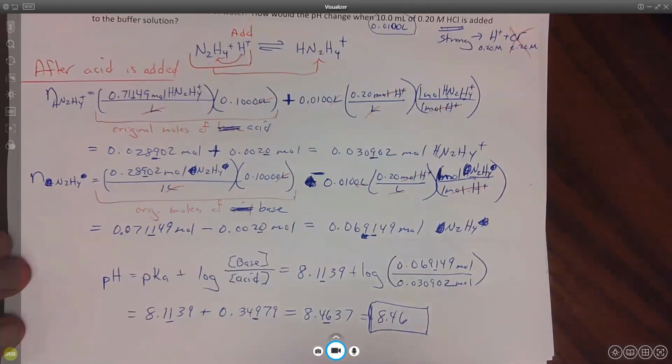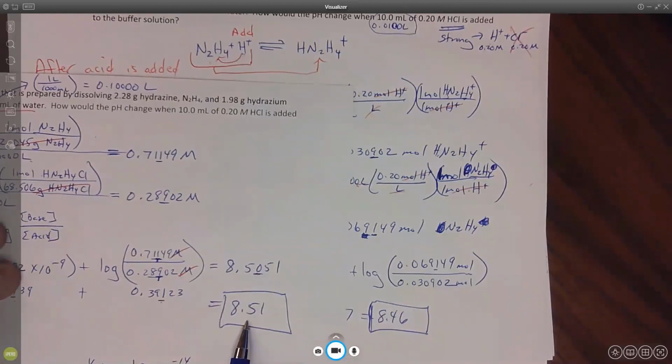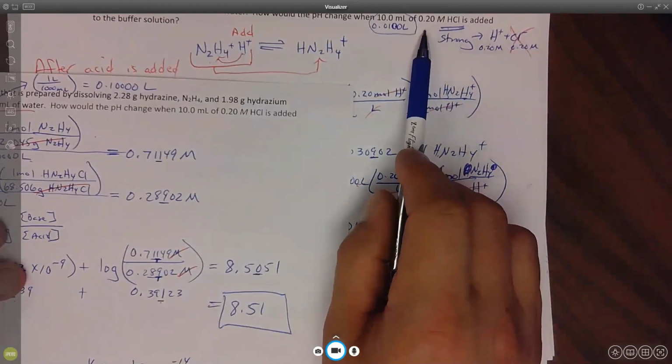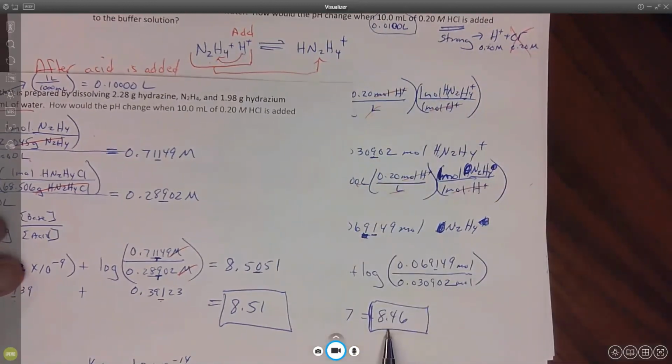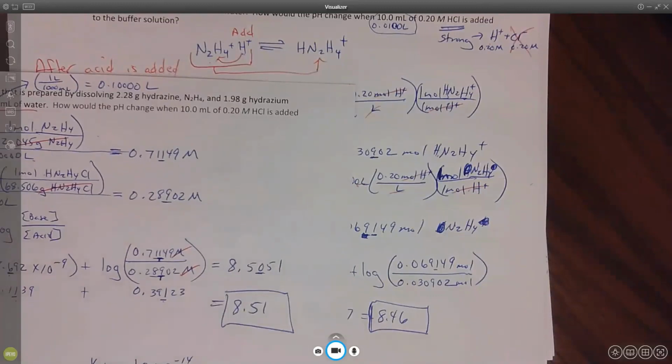So to check your work, the pH of the buffer before we added the acid was 8.51. The pH of the buffer after we added the strong acid, a 0.2 molar solution of strong acid, only changed by 0.05. But it did decrease. It became more acidic. It's still basic, right? But it became less basic at 8.46. Any questions about that? Good stuff.